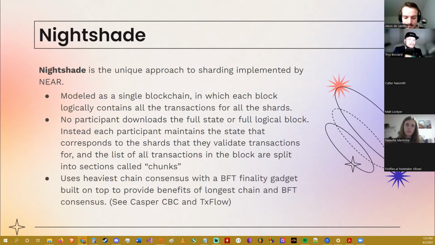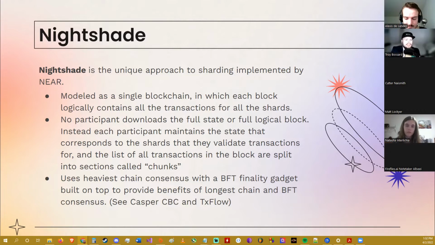Near specifically uses a unique implementation of sharding called Nightshade. So basically in Nightshade, the blockchain is modeled as a single blockchain as opposed to the beacon chain model where you have shards, which are basically their own individual blockchains. In Nightshade, it's more of a single blockchain in which each block logically does contain all the transactions for all the shards, but no participant downloads the full state or logical block. Instead, each participant maintains the state that corresponds to the shards that they validate transactions for, and the list of all transactions in the block are split into sections called chunks.